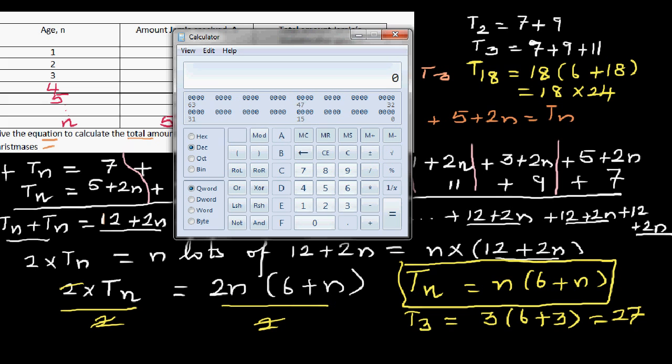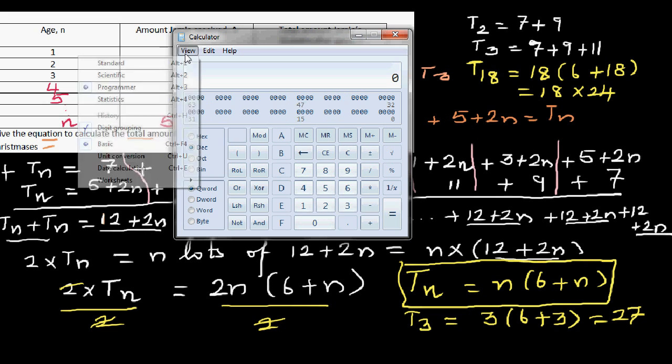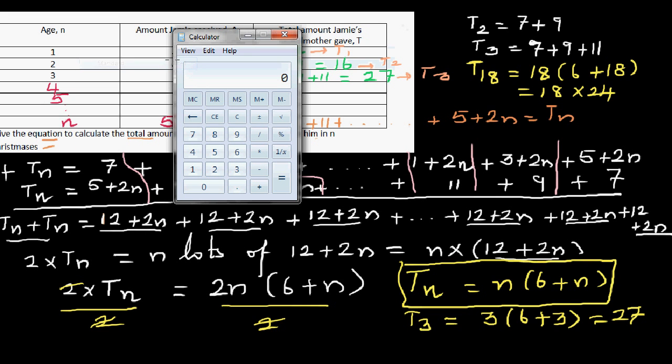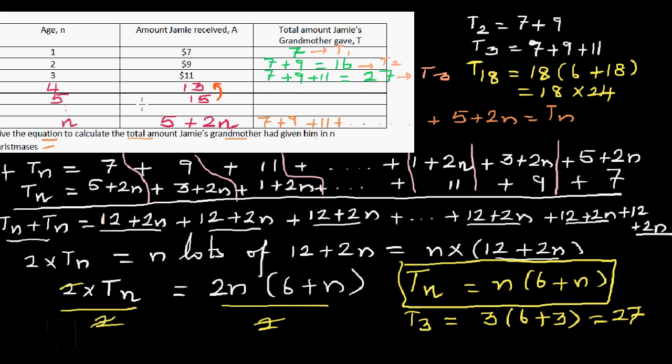Let me make it a standard calculator. So this is how much this is. 18 times 24 equals 432. So we can say that by the 18th year, Jamie's grandmother had given a total of $432.